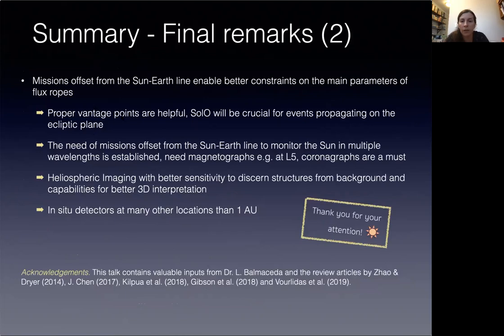And missions offset from the Sun-Earth line will enable better constraints of the main parameters of flux ropes. Proper vantage points such as those from STEREO are helpful, but Solar Orbiter will be crucial for events that are propagating on the ecliptic plane, because Solar Orbiter will view those from higher latitudes. It is established that we need missions that are offset from the Sun-Earth line, for instance, at L5, and coronagraphs are, of course, a must. Heliospheric imaging with better sensitivity is needed. In situ detectors at many other locations than 1 AU will be also very welcome.